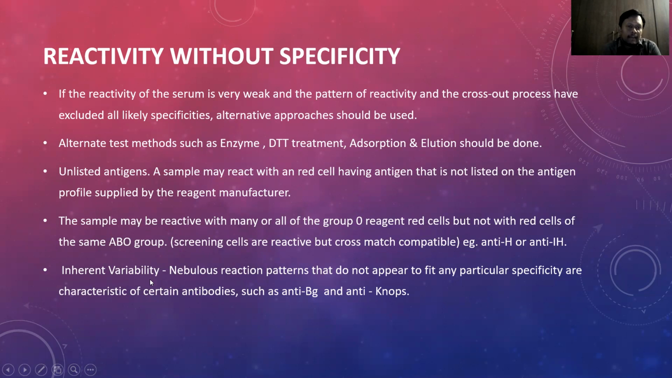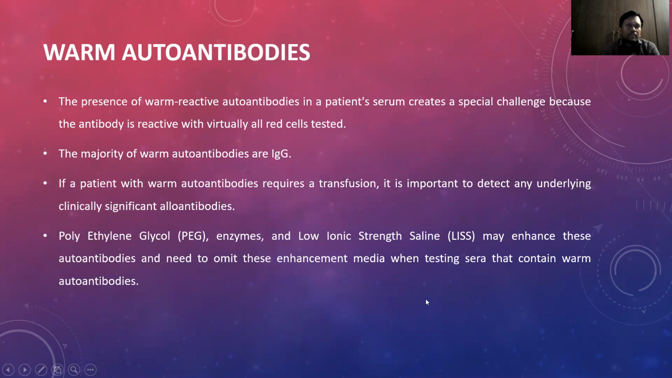Another issue is inherent variability. That is, you can expect some nebulous reaction patterns that do not appear to fit any particular specificity or characteristic of certain antibodies, such as Bennett-Goodspeed antigen or anti-Knops. Next, we move to warm autoantibodies.